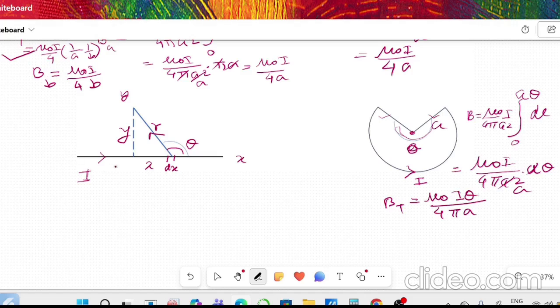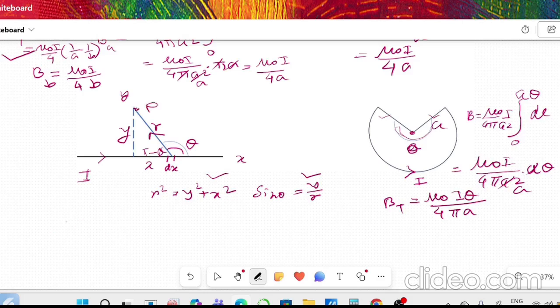So here we can make a relation, that is r square will be x square plus y square. Okay. Now, if this is theta, then this is pi minus theta. So again, we can write sine of theta is simply y by r. So we will use these two relations for calculating the magnetic field at the point here. Say the point is P.